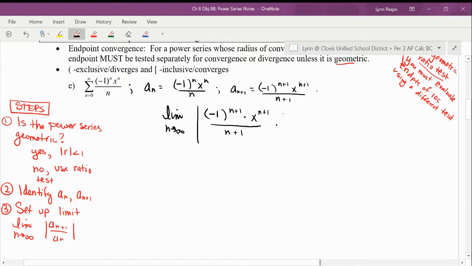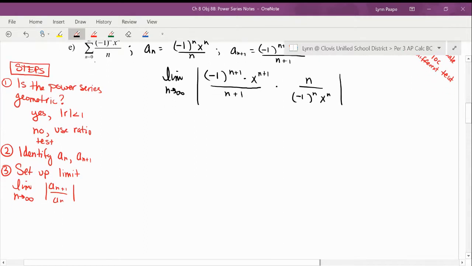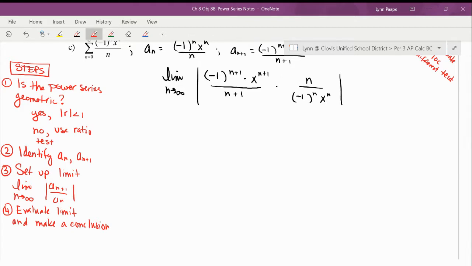And then I'm going to multiply by the reciprocal of my nth term. And then after we set that up, now we're going to evaluate the limit, and make a conclusion. And we'll go into greater detail on that conclusion piece here shortly. Okay, so I'm going to go ahead and shuffle, right?